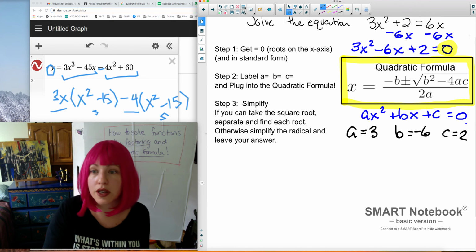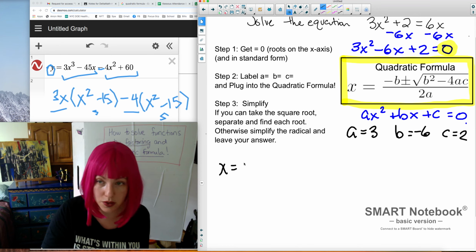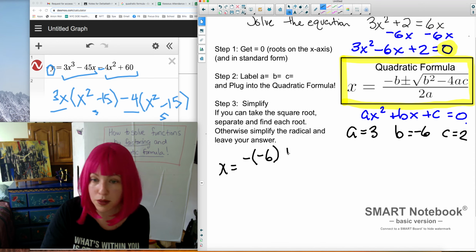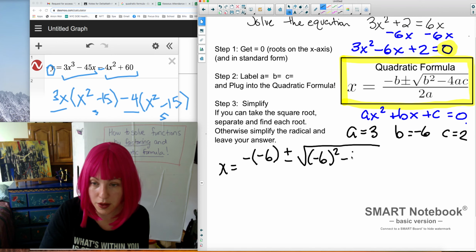Pause it at any point. When you plug into the quadratic formula, you don't have to do anything fancy. You're just plugging in. So it starts with x equals negative, always parentheses. So what's my b? Negative 6. Plus or minus the square root. Parentheses everywhere that I'm plugging in a number. Minus 4, parenthesis a, parenthesis c.